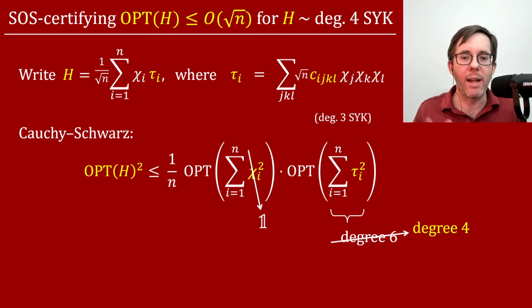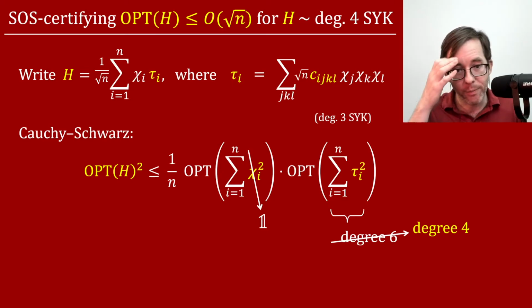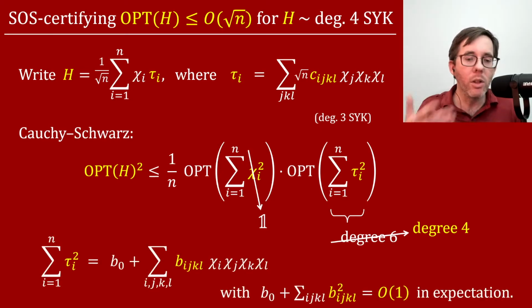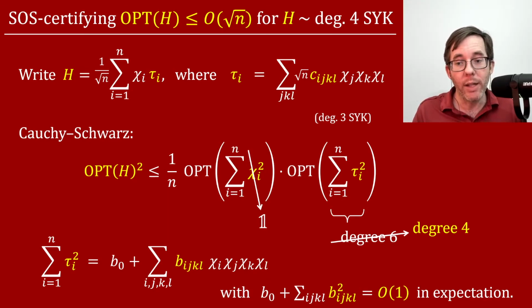But let me just leave it at that and just say that this sum of squares of tau i's is some degree 4 polynomial in the chi i's. And moreover, you can do a bit of calculation and express it like this: some constant b0 plus this degree 4 part with coefficients b_ijkl. And you can show that in expectation, the sum of the squares of these b_ijkl's is order 1, constant.